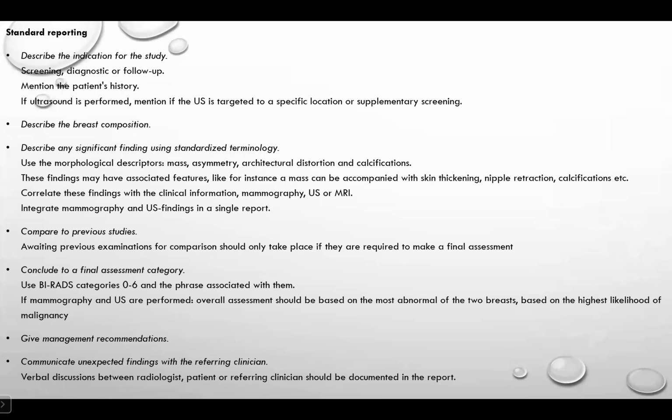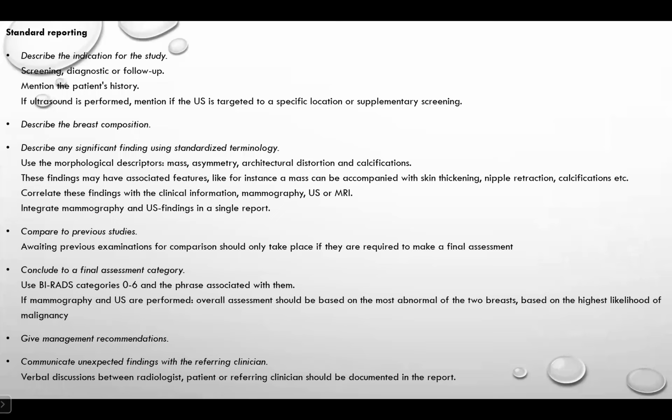Describe any significant finding using standardized terminology. Use the morphological descriptors such as mass, asymmetry, architectural distortion, and calcification. These findings may have associated features; for instance, the mass can be accompanied by skin thickening, nipple retraction, and calcification. Correlate these findings with the clinical information, mammography, ultrasound, or MRI. Integrate mammography and ultrasound findings in a single report.